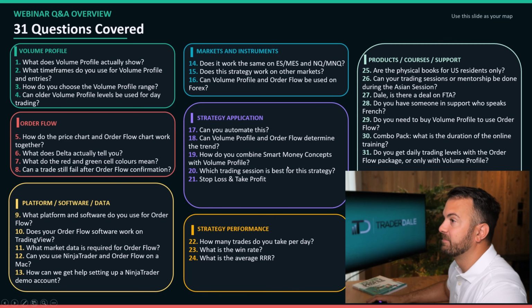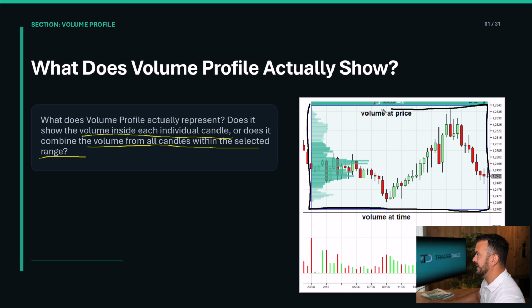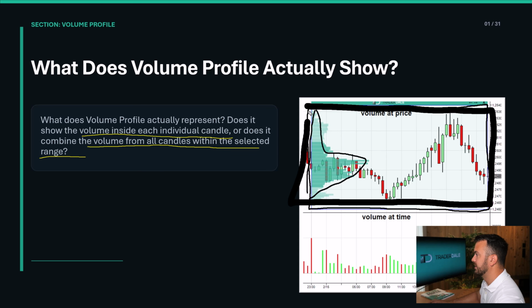Question number 1. What does volume profile actually show? The question was about what the volume profile actually represents, if it shows the volumes inside each individual candle or if it combines the volume from all candles within the selected range. And I'm going to demonstrate this on this picture here. The volume profile shows the volumes from all the candles that you see here within the profile's range. So this volume profile here shows how the volumes were distributed in all those candles.